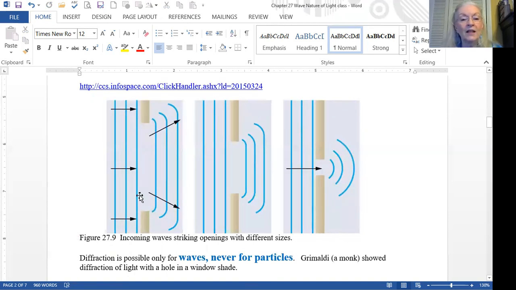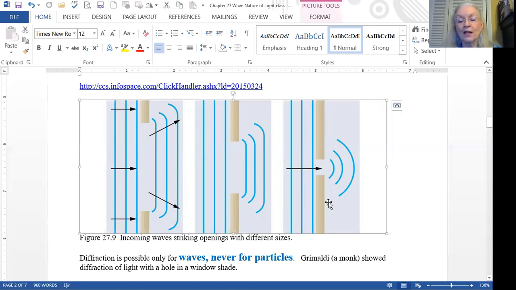What's important about it is for you to notice that if the opening is really large, then the outgoing wave looks a lot like the incoming wave. There's very little curve to it. But if you narrow the opening, if you make the opening smaller, the outgoing wave begins to curve. And in fact, the smaller it is, the more curve you get to it. So changing the width of the opening can change the shape of the outgoing wave.